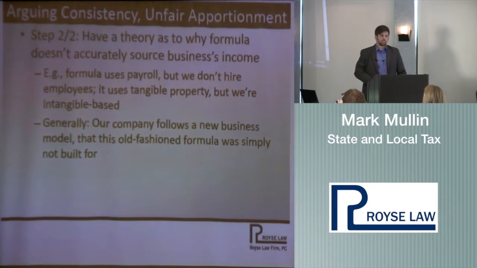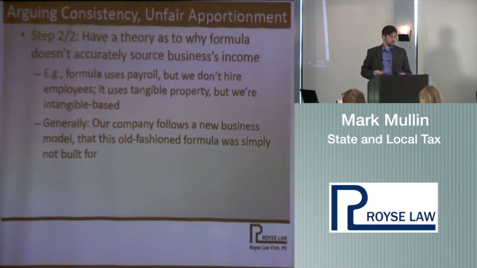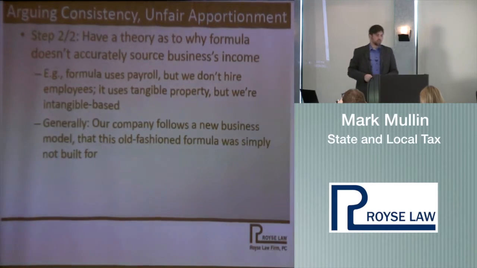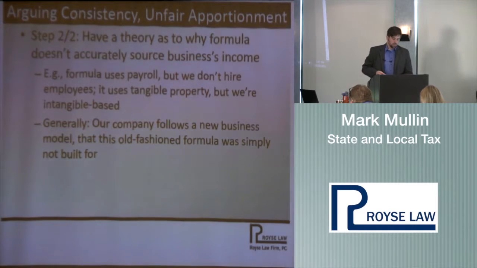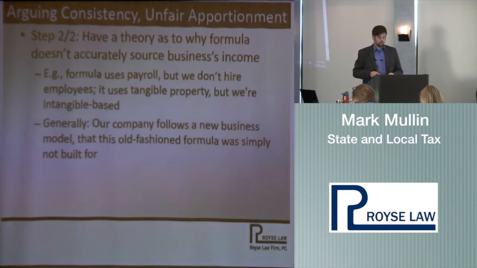So the second step to arguing consistency or an unfair apportionment is you have to have a good theory as to why that formula doesn't apply to your business. For example, the formula uses payroll, but we only hire independent contractors. That makes no sense for us. It uses tangible property in the property factor, but we're all intangible based. Generally, the argument is we follow a new business model that this old-fashioned formula was not built to accommodate.